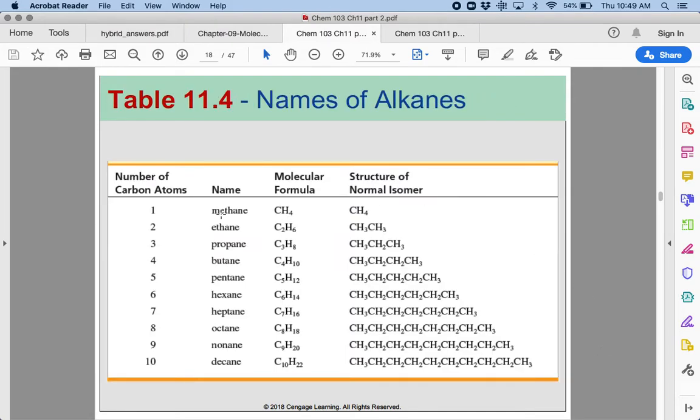So you may be going, okay, so I have a root and I have an ending. Where the hell are the prefixes here? So we're going to talk about those in a minute, but I just want you to be comfortable with what we have going on so far.